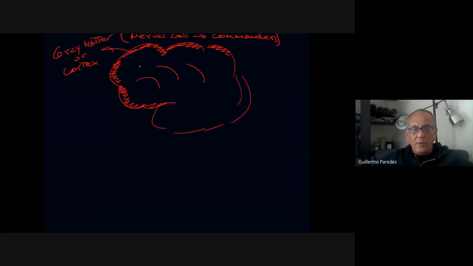The pulp, that is the white matter, the rest, are basically going to be transmitters. They are going to transmit the orders of the gray matter.